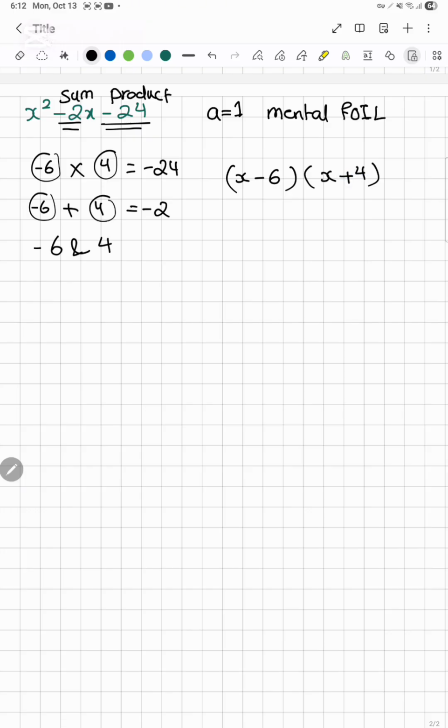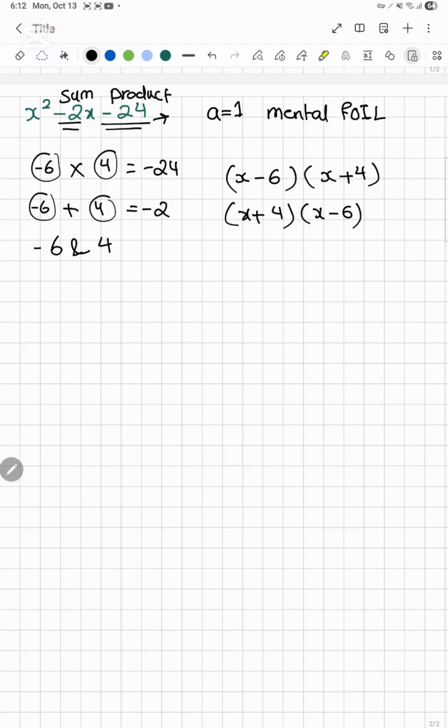And as I had said previously, it doesn't matter whether you write it in this form or in the other order or the other form. Both of the answers are going to be correct. And of course, you can check your answers using the distributive property, multiplying these back by each other and seeing if you get the same answer or not. So this was about mental FOIL.